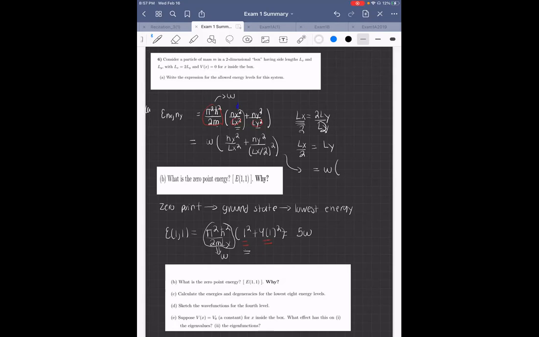And this will equal W times nx squared over Lx squared plus 4 ny squared over Lx squared. And we can just simplify, and because I distribute out the Lx squared, this will just be nx squared plus 4 ny squared. Does that make sense to everyone?